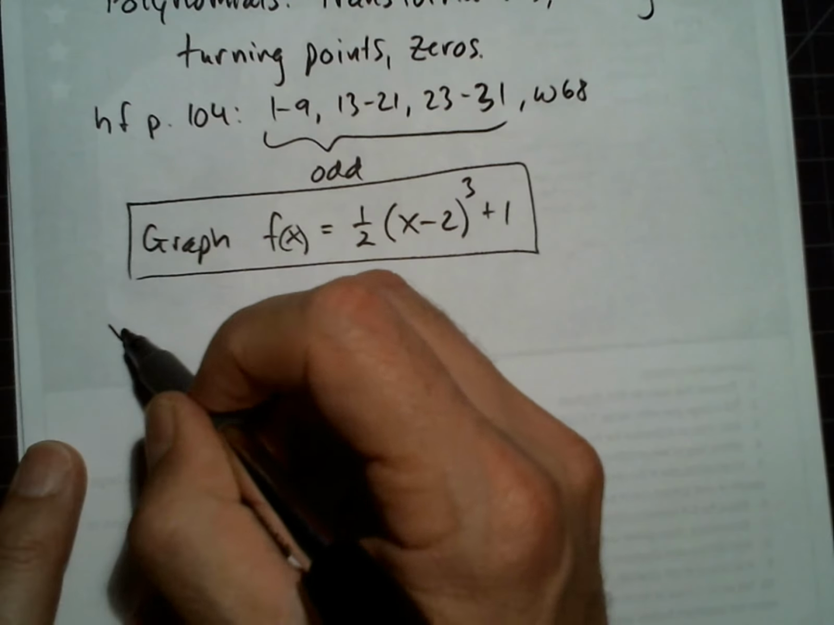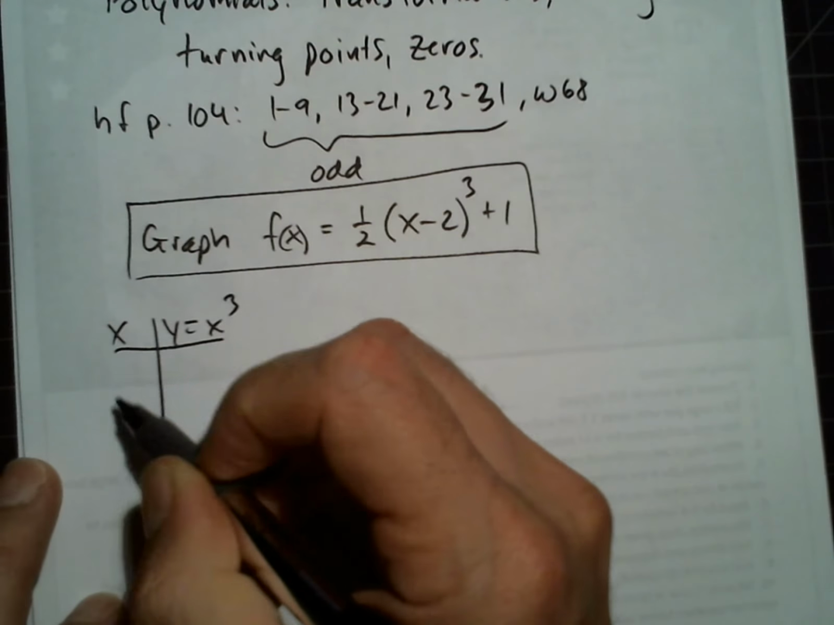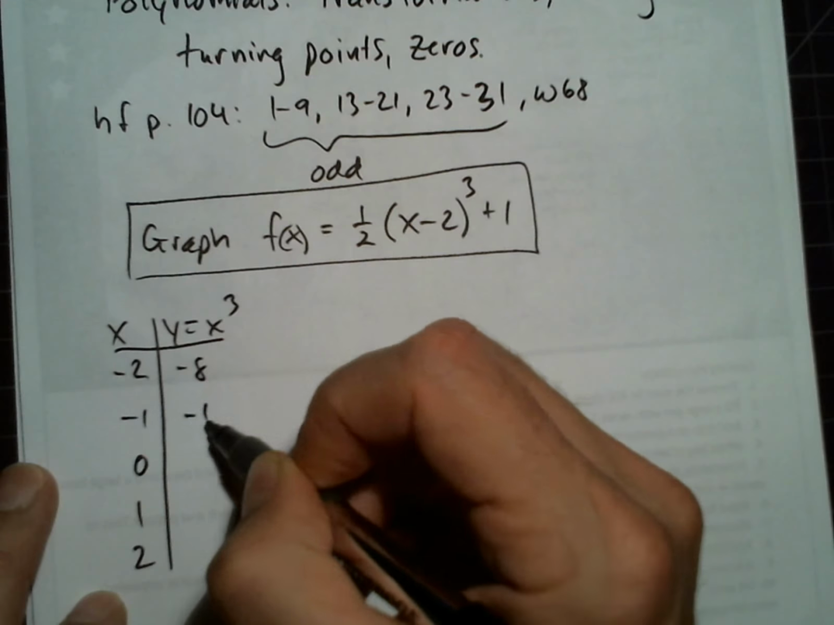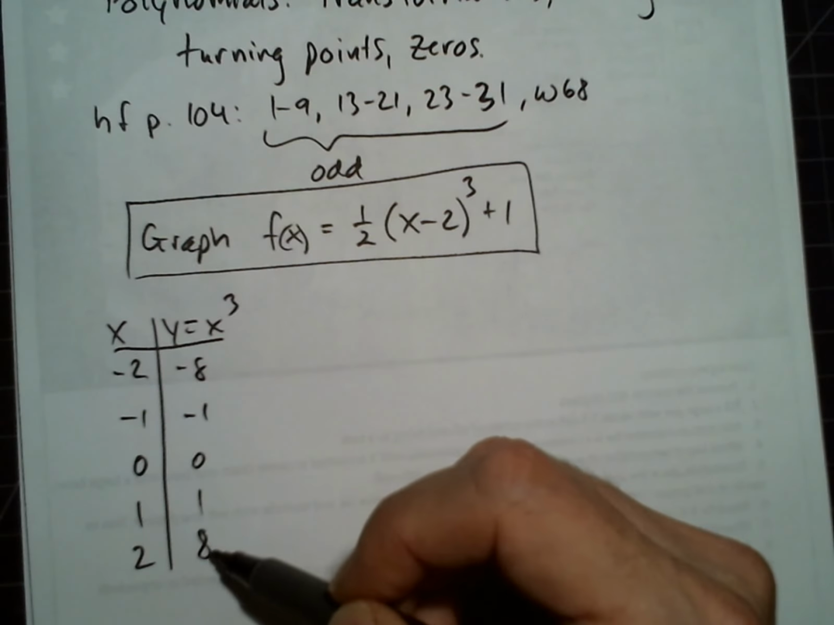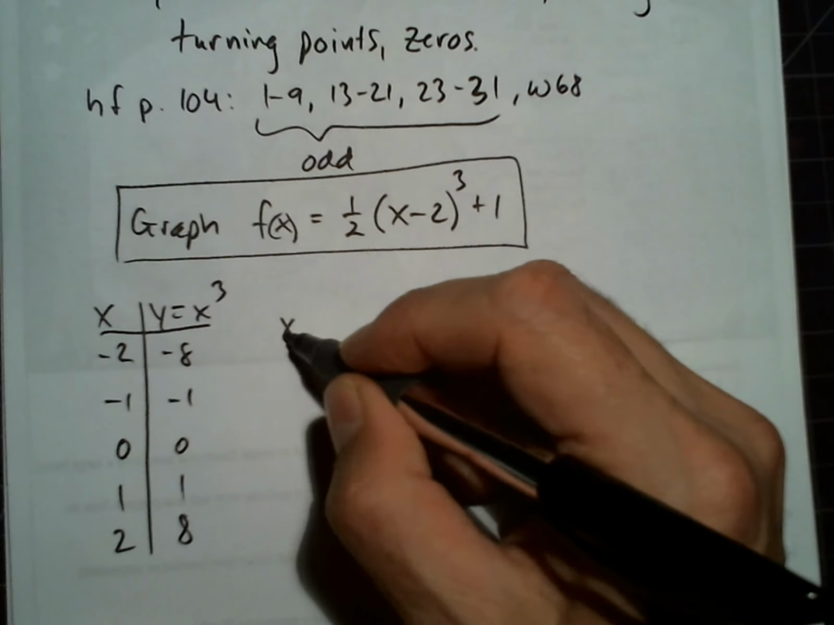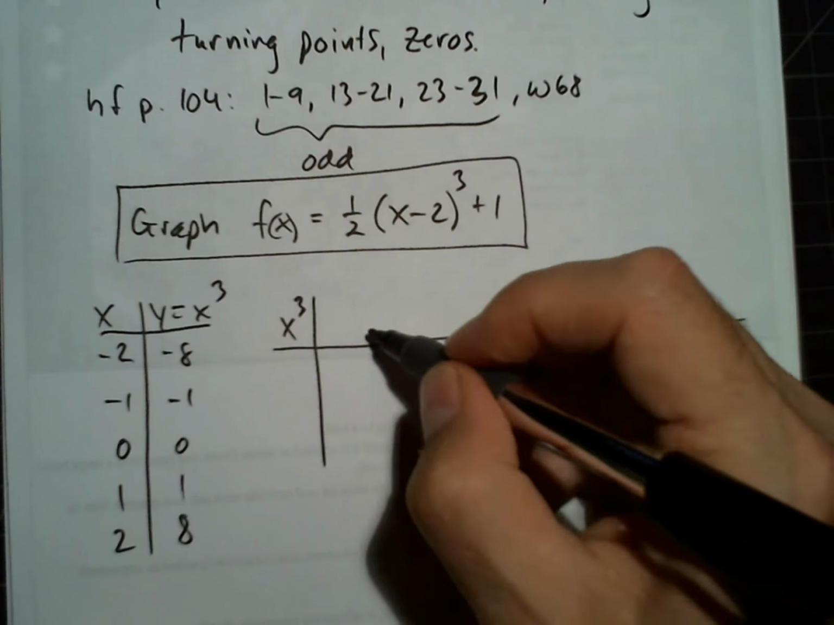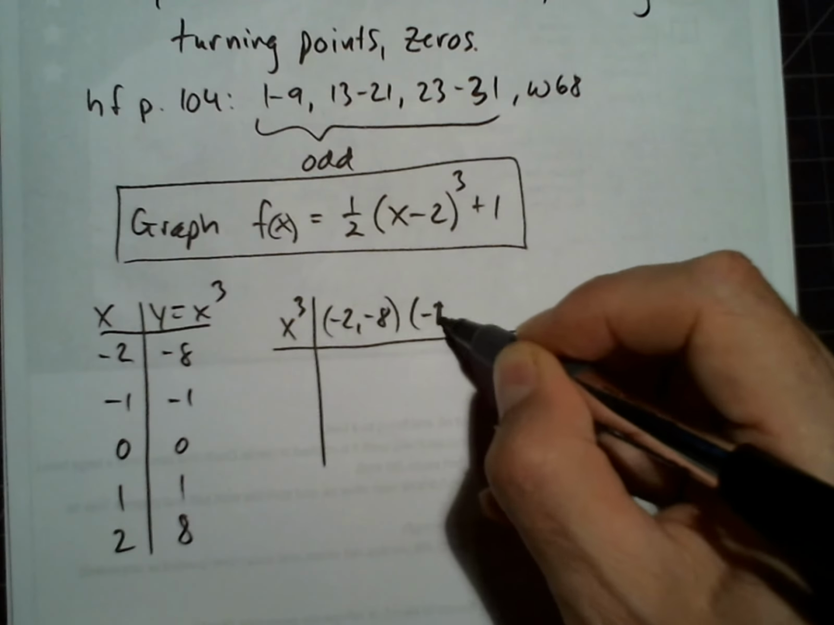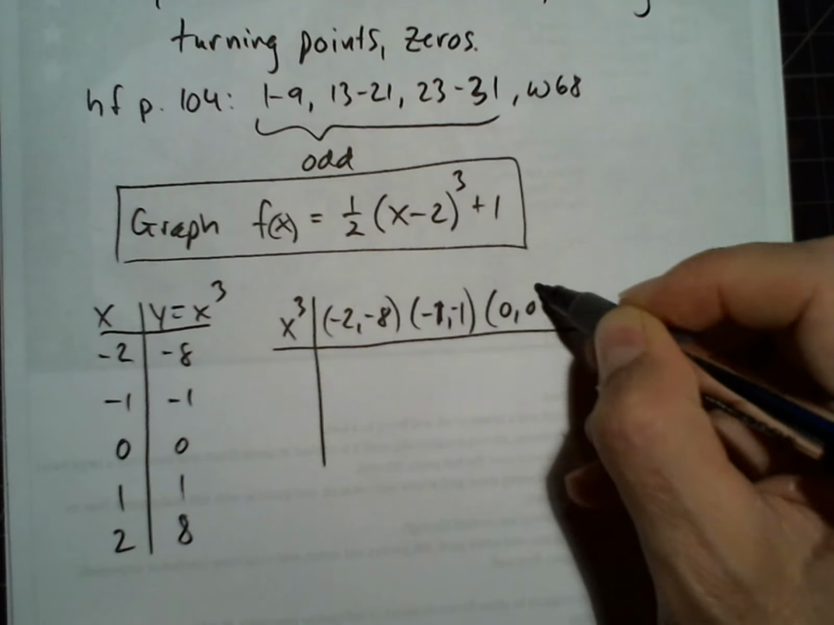All right, let's look at the parent function. And we just cube all of these and we get these y values. So let's put these coordinates from the parent function into a table like this.